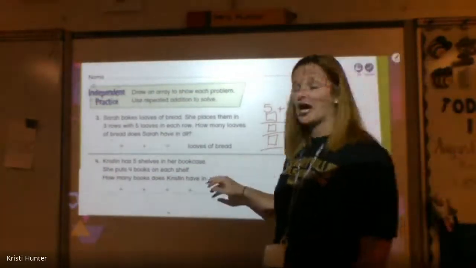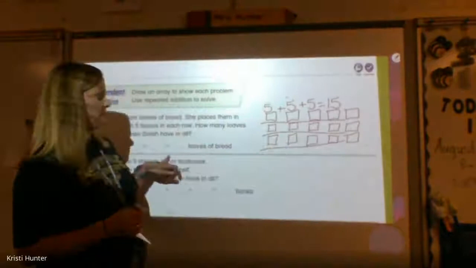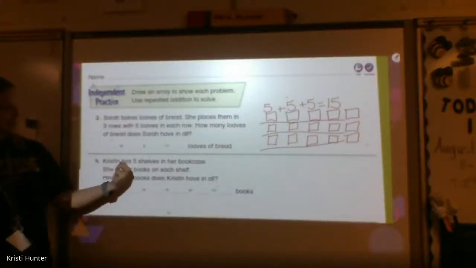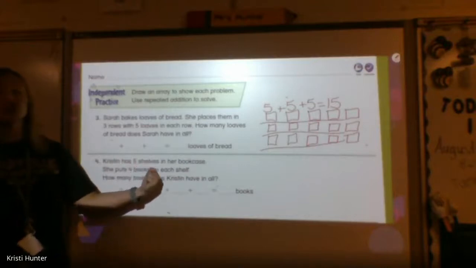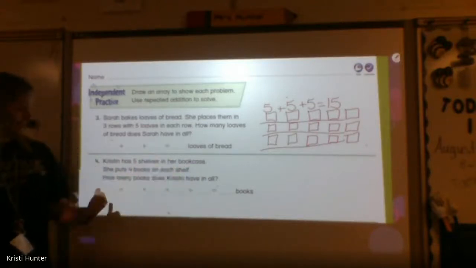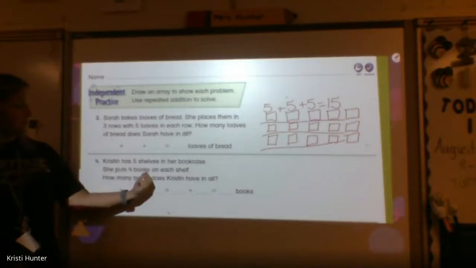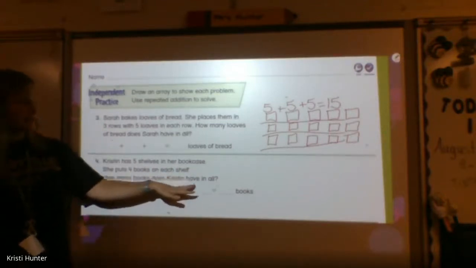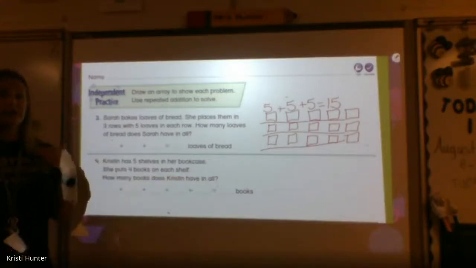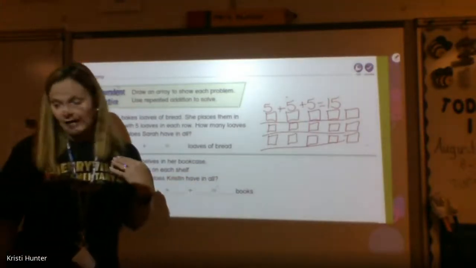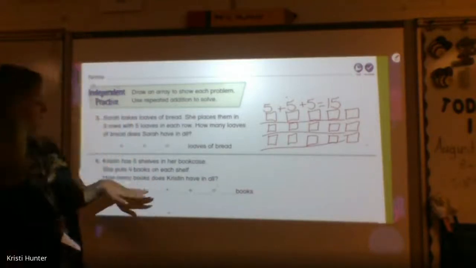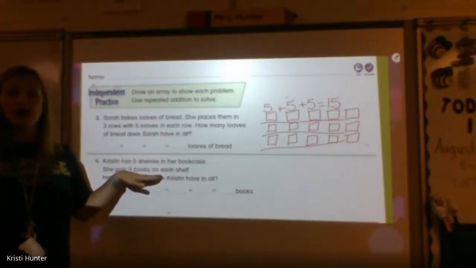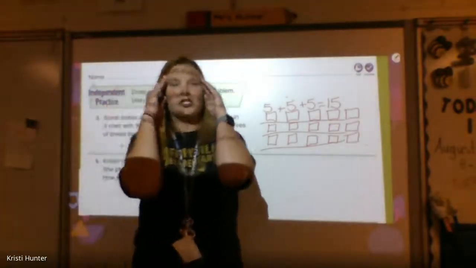All right, let's try number 4 that's on my page. Here, it says this. Kristen has 5 shelves in her bookcase. She puts 4 books on each shelf. How many books does Kristen have in all? So this one I've got to do some thinking on a little bit because it didn't tell me rows or columns. So let's think. A bookshelf.